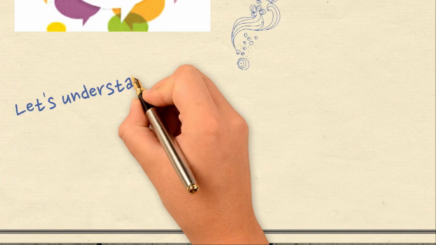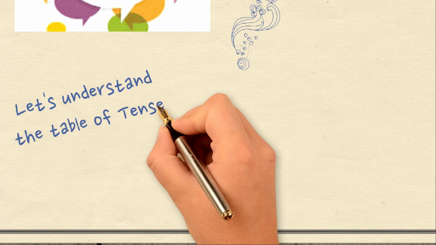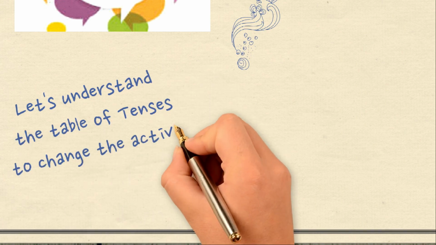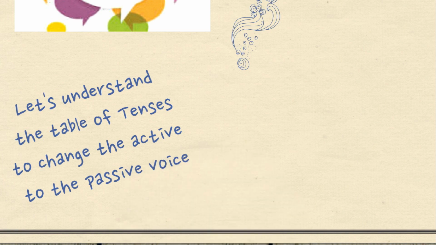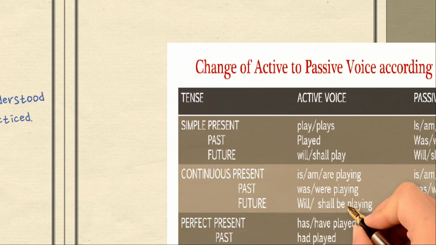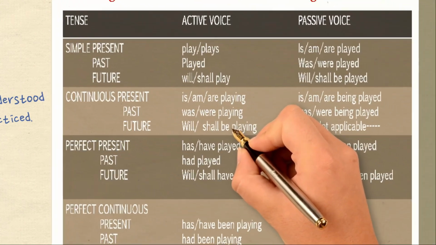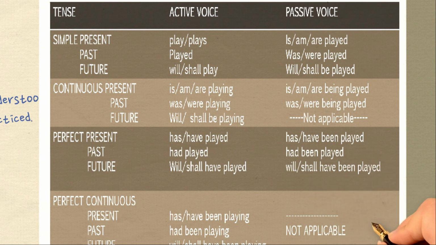Now let's understand the table of tenses and learn how to change the active to the passive voice in all the tenses. Here we have taken up a verb, play. And you will find all the forms of this verb play in the active voice as well as in the passive voice in all the tenses, whether it's present simple or past simple or the future simple. Well, let me explain it in detail.